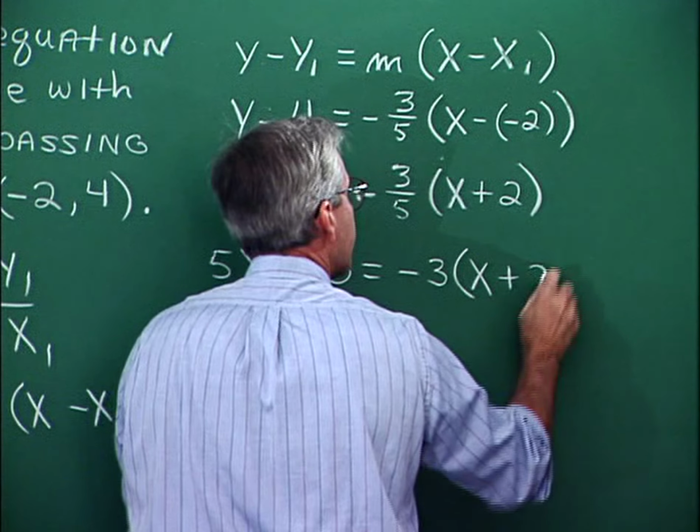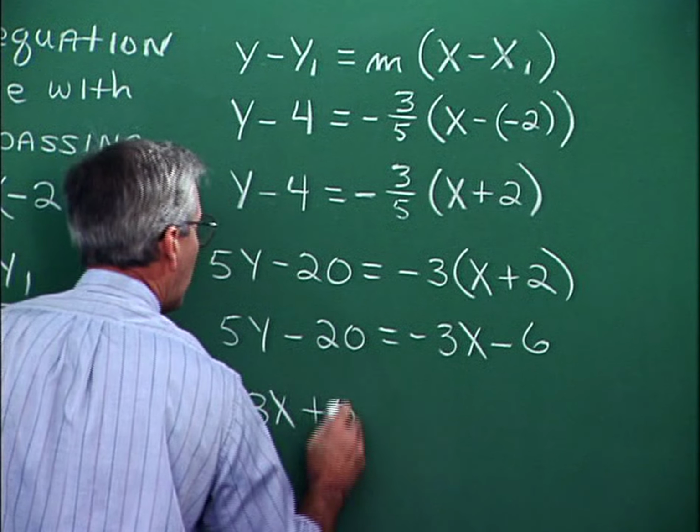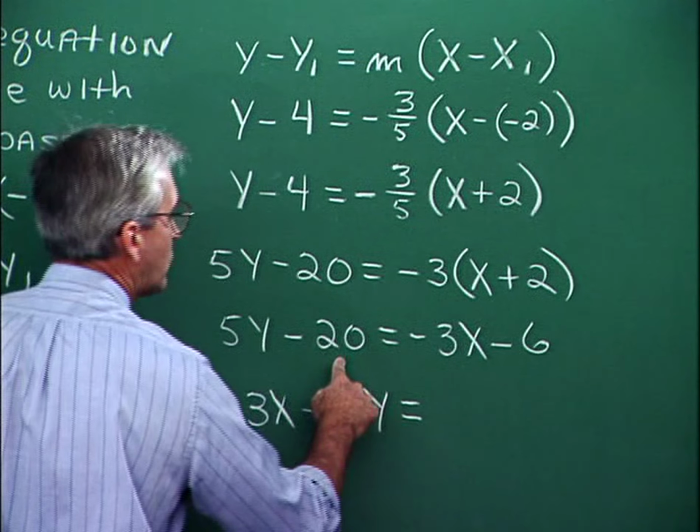And I would probably put the x and y terms on the same side. Remember I said ax plus by equals c form, so I'd add 3x on both sides, giving us 3x over here, then plus 5y equals, and then add 20 on both sides to get -6 plus 20, or 14. So we would have this. And this is equivalent to the slope-intercept form that we wrote earlier.